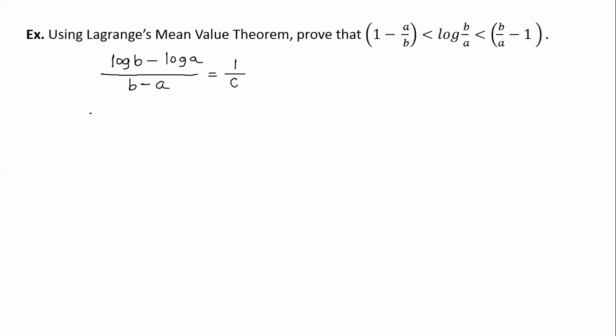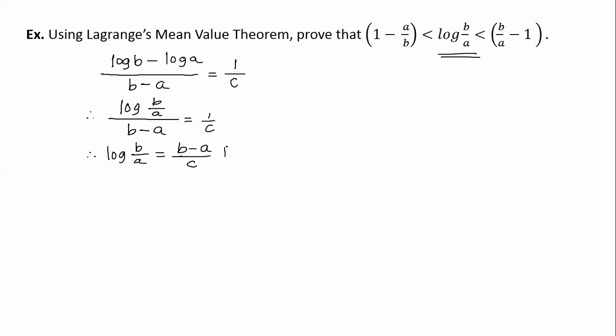Okay. So let us try to simplify this. This is very easy. Log of b by a upon b minus a is equal to 1 upon c. And see what we want to prove. In the middle there is log of b by a, and therefore let us keep log of b by a on one side, and that is equal to (b minus a) upon c. That is fine. Let us call this equation number 1. We know the relation among a, b, and c: a is strictly less than c and c is strictly less than b.